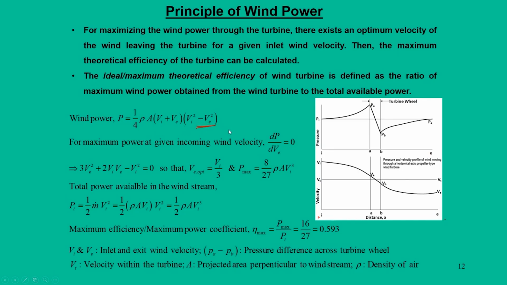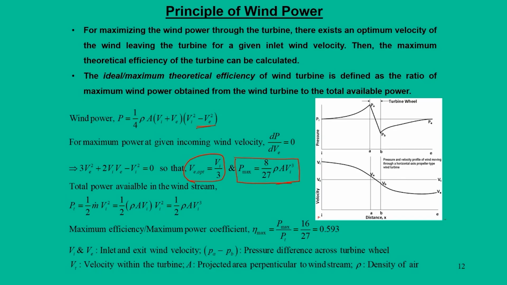To do that mathematically, we differentiate dP with respect to dVe, and we get a quadratic equation. From this we obtain the optimum exit velocity, which is equal to Vi by 3, and putting this optimum value in, we get the maximum power P max = 8/27 × ½ρAVi³. So this is the power we get from these turbines.